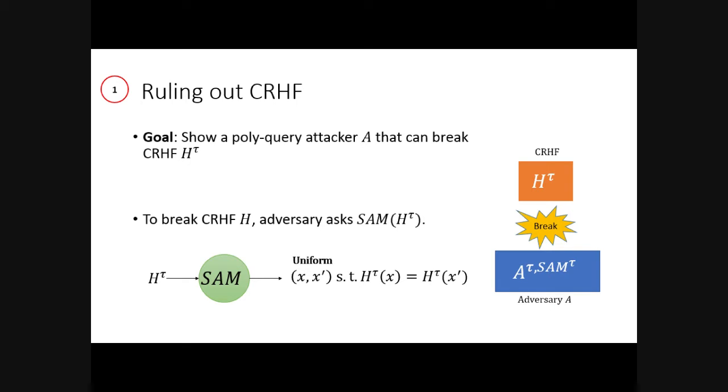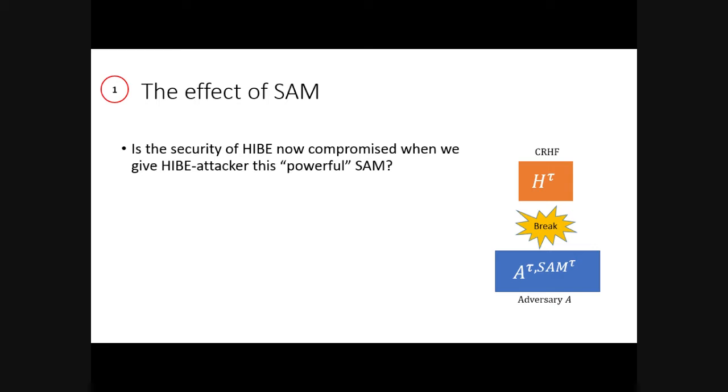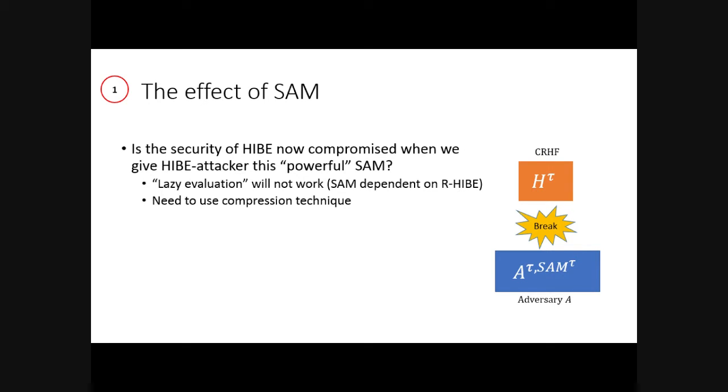That's the easy part. The hard part is to show whether the security of HIBE is now compromised because we added such a very powerful oracle to our separation result. Normally, when we want to prove that a primitive exists, we usually use techniques such as lazy evaluation, as in the work of Impagliazzo and Rudich. But it will not work here because we need Sam to depend on this RHIBE oracle, and since it does depend on it, we cannot use lazy evaluation. And so we need to use something else called the compression technique, which I will explain.